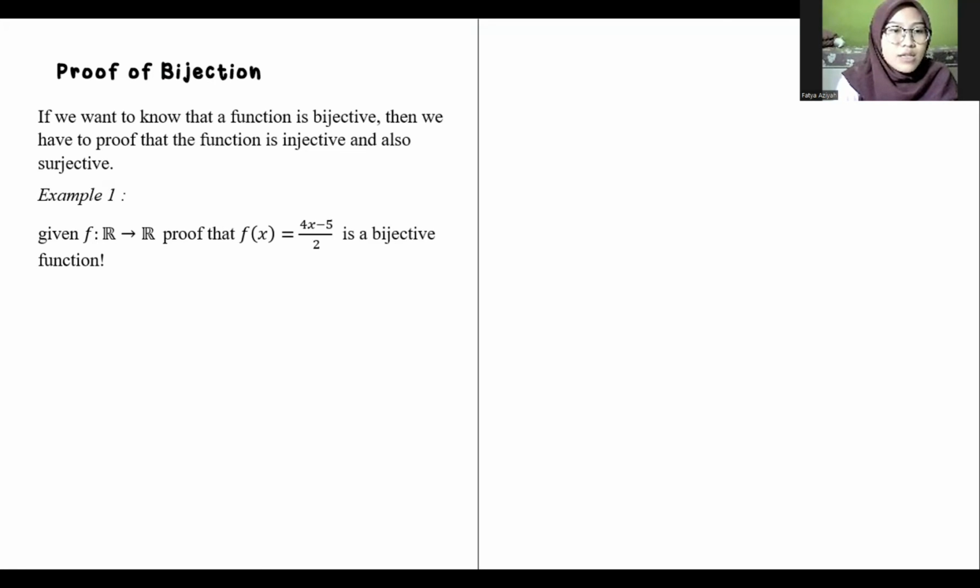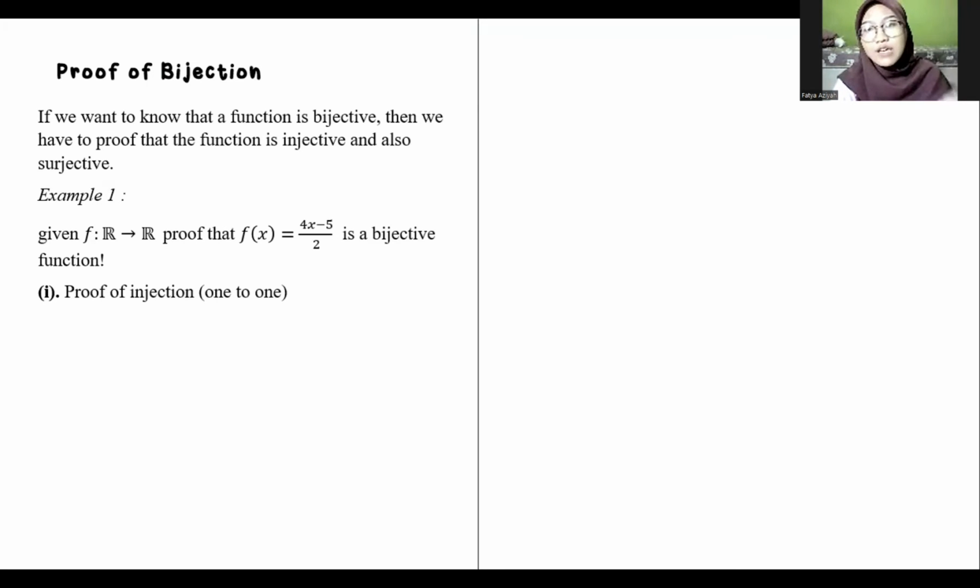Example 1: given a function from the real number set to the real number set, prove that f of x equals (4x minus 5) over 2 is a bijective function. The first step is the proof of injection.